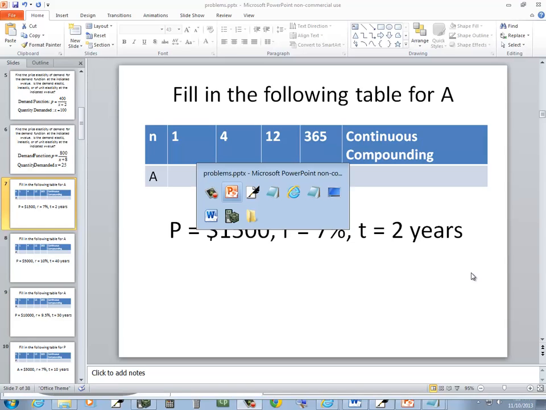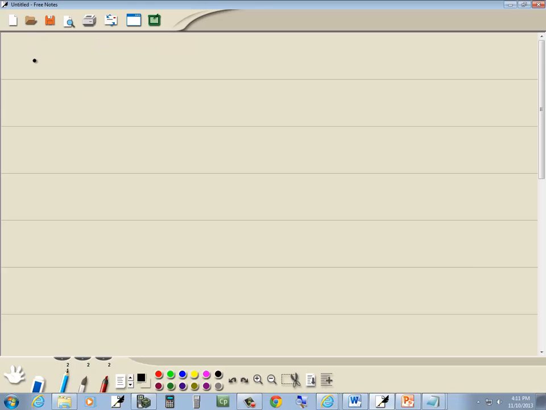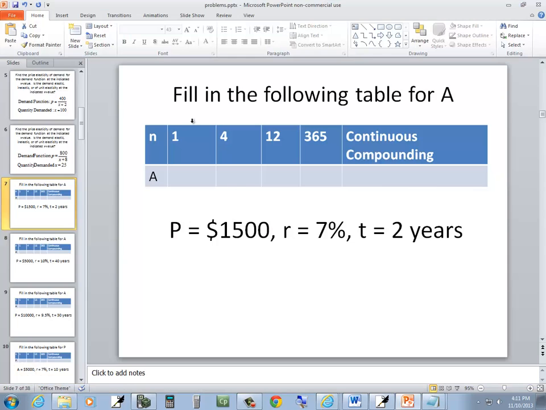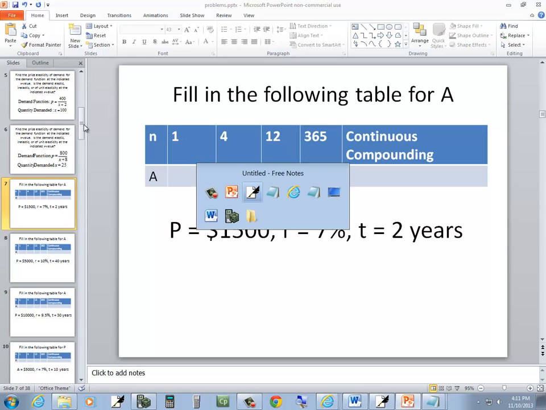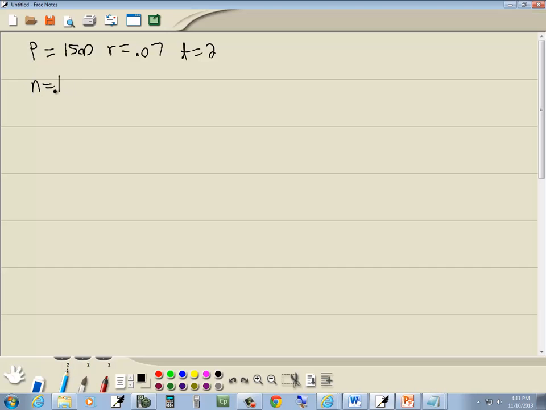Let's take a look at this problem. We've got P is equal to 1500, R is equal to 7%, which I put in decimal form, so it'll be 0.07, and T is 2 years. And we want to find A using our interest formulas. The first one is N is equal to 1. Since it didn't say continuous, the formula we're going to use is A is equal to P times 1 plus R over N to the NT power.